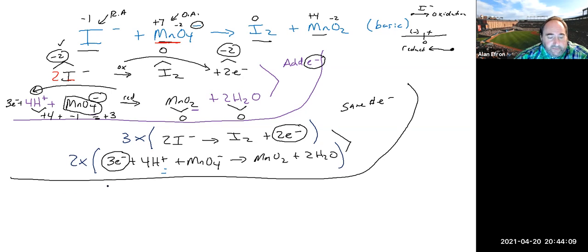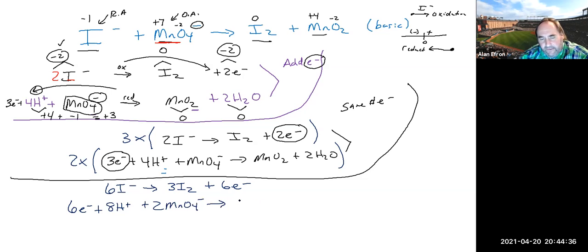So doing that and just copying it down, 6 iodides, distributing that 3 to the other side, 3 I2 plus 6 electrons. Distributing the 2 all the way across here gives me 6 electrons plus 8 H pluses plus 2 MnO4 minus, taking that 2 all the way to the other side as well, 2 MnO2 plus my 4 waters at this point. Any questions up to that step?